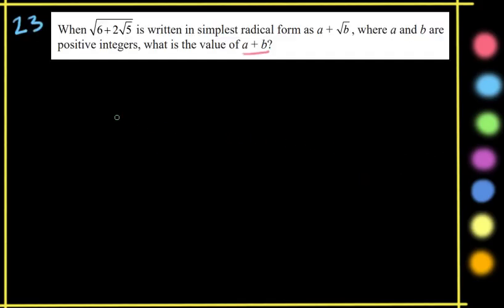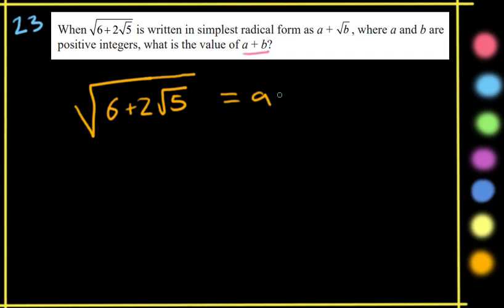All right, let's move on to problem 23. So this says the square root of 6 plus 2 root 5, all that under the square root, can be written in simplest radical form as a plus square root of b, where a and b are positive integers. Okay, so we know this thing is positive, and it says what is the value of a plus b? Well, since this thing is positive, we can square both sides, and they'll definitely still be equal to each other.